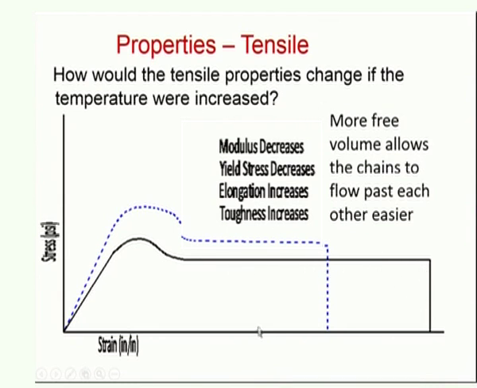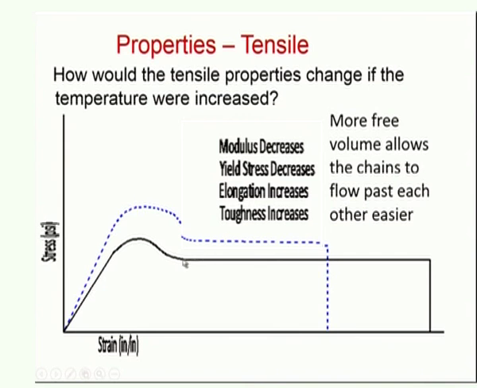Now if you increase the temperature, or if you apply more heat energy to the sample, that means there will be more free volume that will allow the chains to flow past each other. As a result, the modulus will decrease. You could see the curve drops down. If the curve drops down, automatically its slope reduces, meaning its modulus decreases, and also the yield stress decreases. Compared to this one, you could see here the maximum yield stress is less, but the elongation will increase.